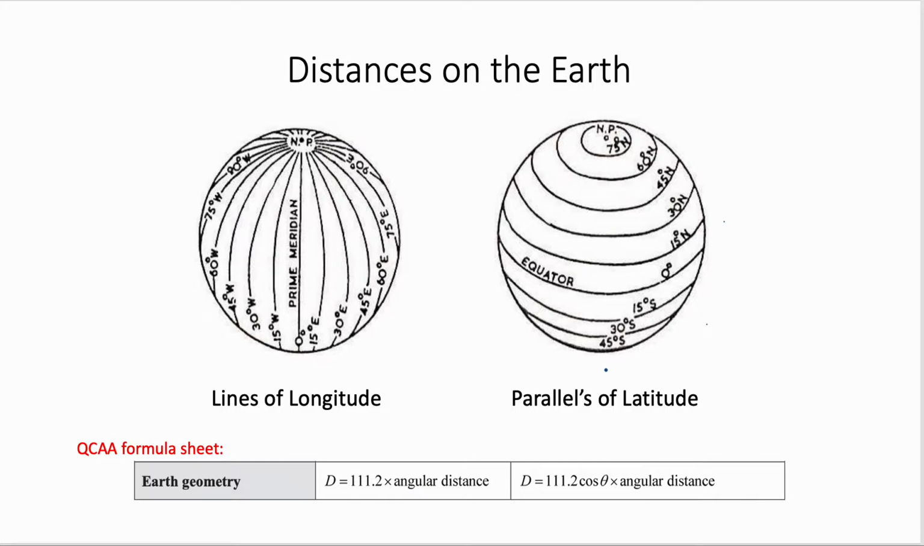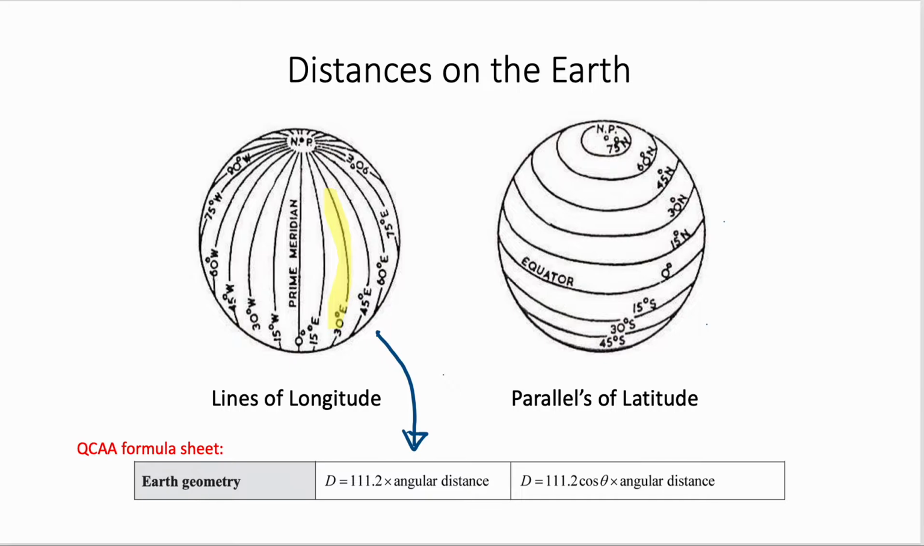Now, when you're calculating the distance, we need to work out which of these types we're traveling along. So if we're traveling along a longitude, so heading in a north-south direction like that, then we need to use this formula here that's on the QCAA formula sheet. Because all the longitudes are the same, it doesn't matter which one you're on, you would calculate the distance the same way.